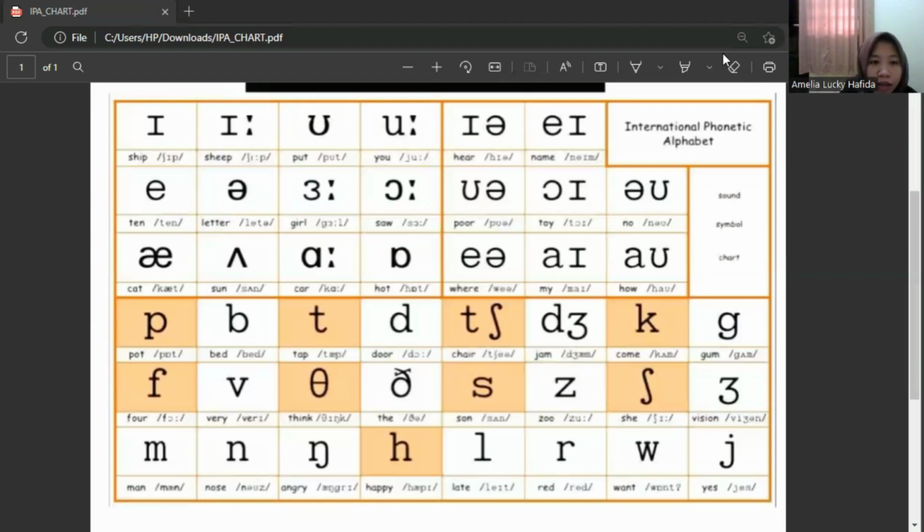Next is short vowel a. For example, cat, cat, cat. Next is short vowel u. For example, sun, sun, sun. Next is long vowel a. For example, car, car, car. Next is short vowel o. For example, hot, hot, hot.